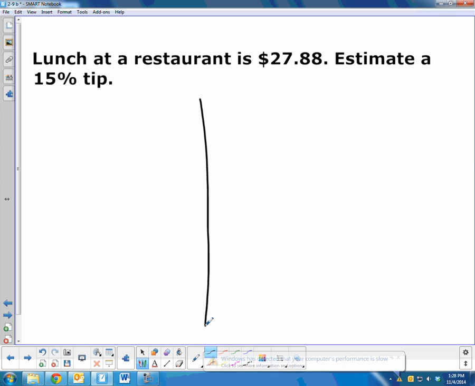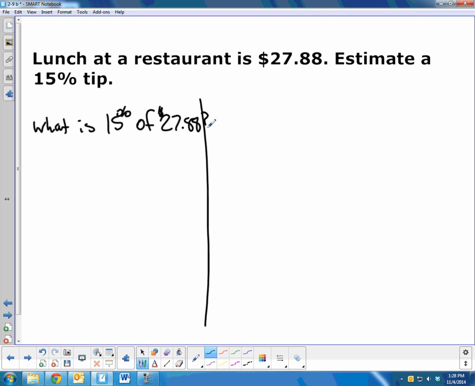So I'm going to write that exact sentence out again. What is 15% of 27.88? Because that's really our question. If we knew that, we would know the tip. We have a way of solving that. We can either just set up an equation or a proportion.